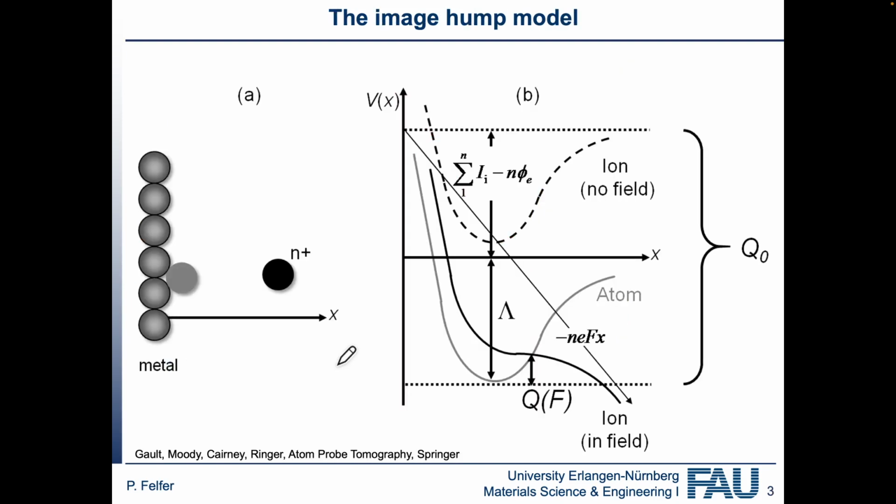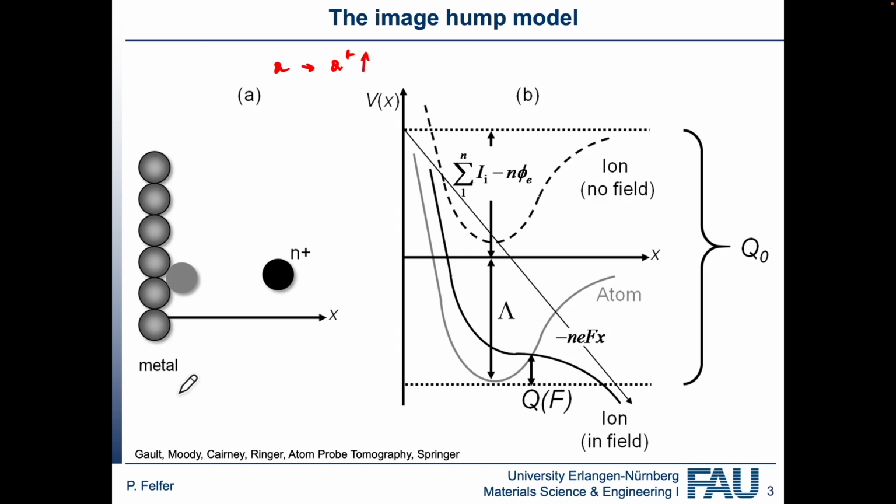Okay, so the basis, the image hump model. I think we already went through it once, so we can be a little bit quicker now. Essentially, the image hump model is describing a process where an atom becomes a positively charged atom and then leaves the surface.